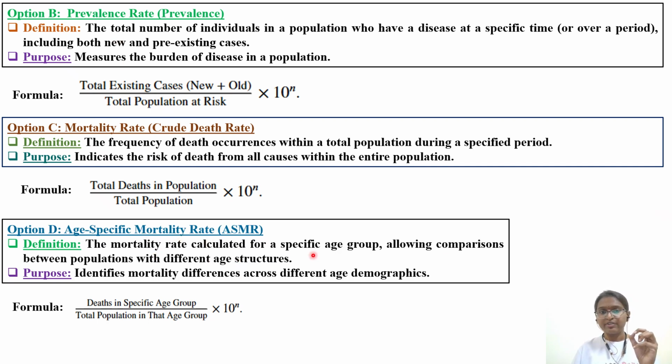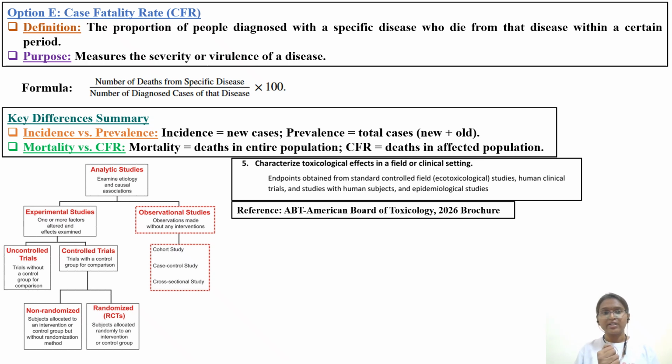Mortality rate calculated for a specific age group, allowing comparison between populations with different age structures. As I told you, from infants, pediatrics, younger population to geriatric or old age population, it identifies mortality differences across different age demographics. So we have a formula for this also: deaths in a specific age group by total population in that age group. Okay, so like this you can understand all these types are like measurement criteria in the case of epidemiological studies.